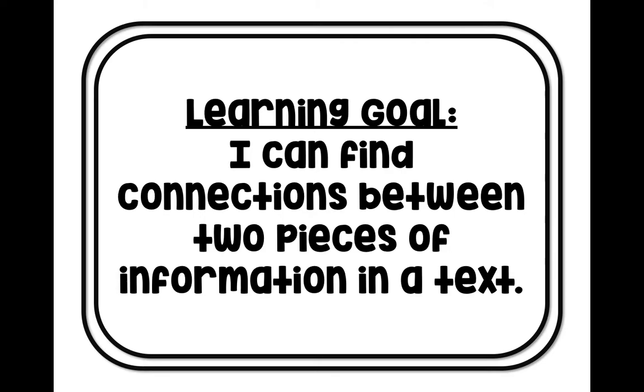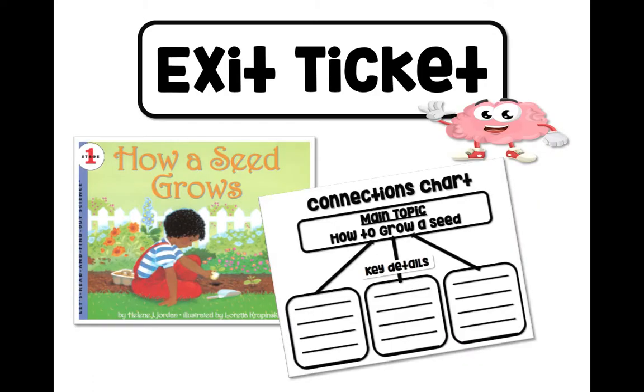All right, our learning goal for today says, I can find connections between two pieces of information in a text. We just really quickly talked about how if we see something on one page of the story, it could probably connect back to other parts of the story. We're reading kind of the end of How a Seed Grows right now. And so everything before that is talking about the process and all the different parts that go into helping a seed grow. And then we're talking about in this section what it becomes. They're definitely connected.